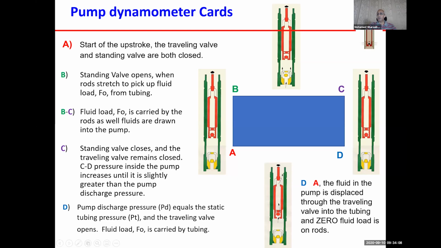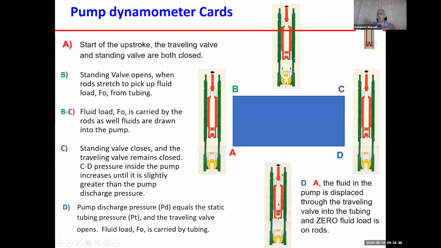Why? Because when you change the direction of my plunger, the flow direction starts to change. And if you remember, I told you the pump valve changes the direction of the fluid. The standing valve is closed. At this point, the traveling valve starts to be here in this area, and the standing valve is still closed. While going down in this area, the condition is the same. At point D here, the standing valve is closed.